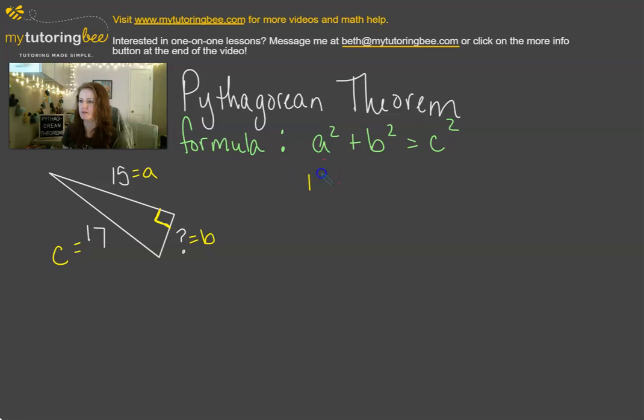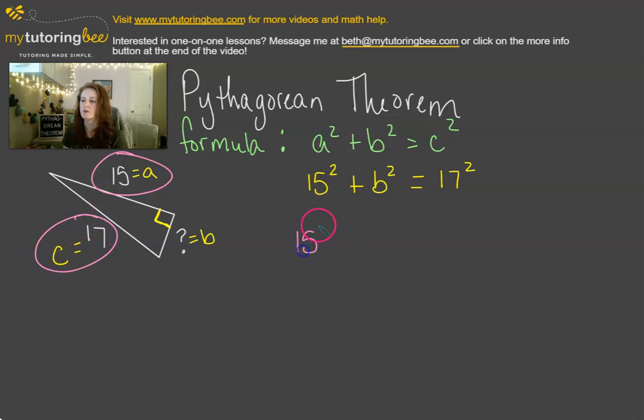So A is 15, that's 15 squared. I don't know what B is yet, so I'm just going to leave that as B squared. And this all equals C squared, 17 squared. Sometimes what I see my students doing is they see the 15 and they see the 17, so they put those two together and then set that equal to B squared, but you can't do that. The A and the B sides squared have to be the two that are being added together, and those have to equal the longest side, the hypotenuse, the C side. So don't make this mistake of transposing the numbers.